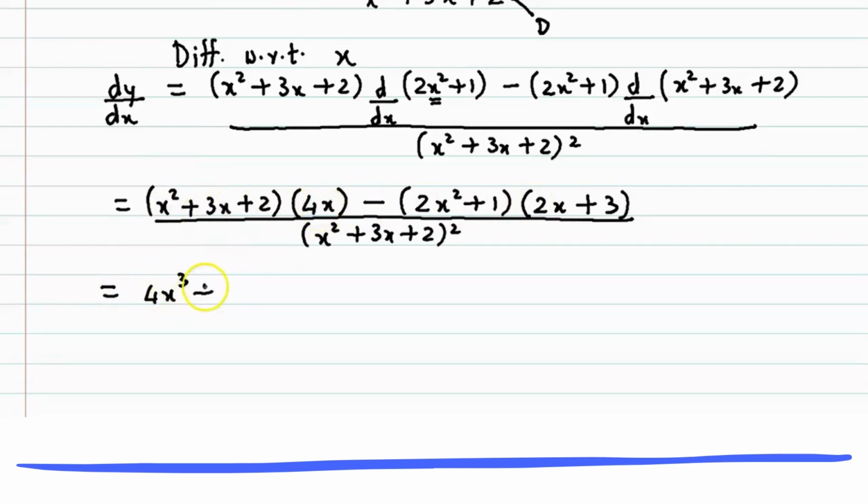4x into 3x is 12x square. 4x into 2, so that is 8x. And now we multiply these two brackets. 2x square into 2x: 2 twos are 4, and x square into x is x cube. So we have minus 4x cube. 2x square into 3: 2 threes are 6, and we have the x square here. So minus 6x square.